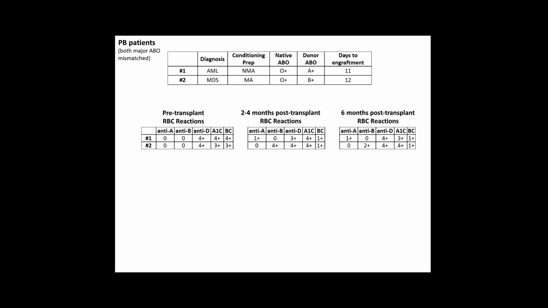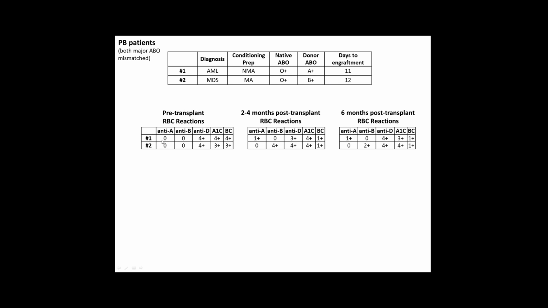So these next 2 patients in the peripheral blood group also both had major ABO mismatched transplants. Patient number 1 had a diagnosis of AML. Patient number 2 had a diagnosis of MDS. Patient number 1 received non-myeloablative conditioning, and patient number 2 was myeloablative. They both were native ABO blood group O. The first one received an A donor product, and the second one received a B donor product, and they both took about the same amount of time to engraft.